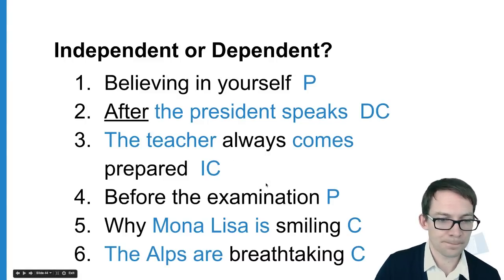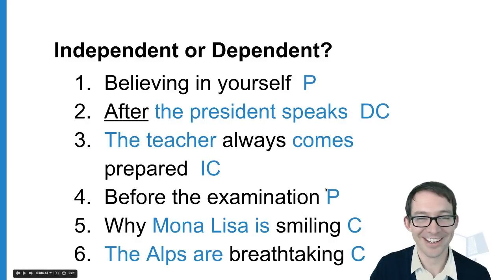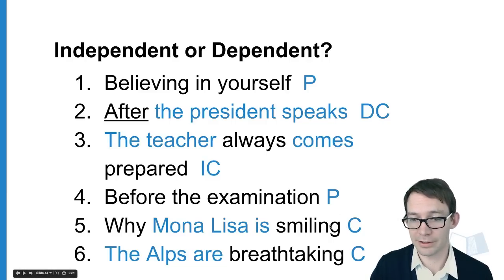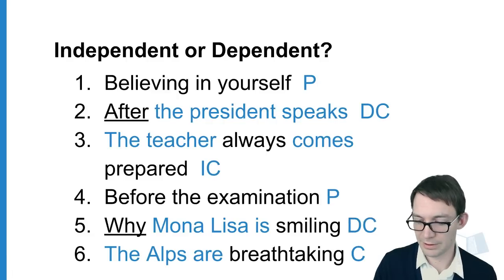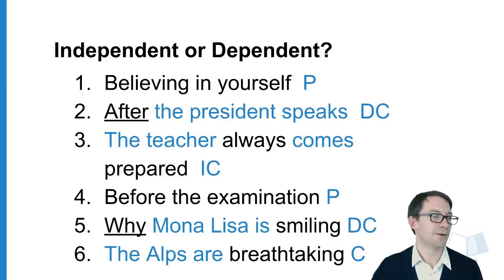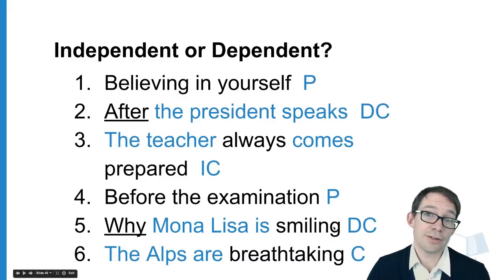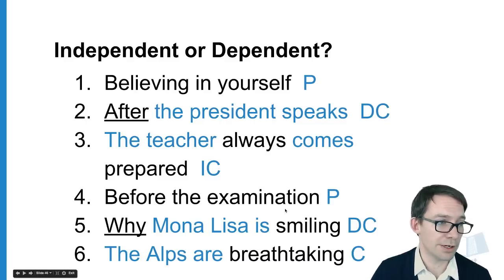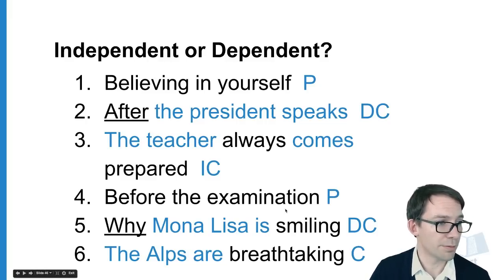All right. Two more. We said number 5, why Mona Lisa is smiling. I think I even kind of gave the answer away earlier because I called it a noun clause. And in that case, noun clauses are really never going to be an independent clause, right? So I think most of you recognized number 5 as a dependent clause because of that question word there, why, right? Why Mona Lisa is smiling. It's not a question, but when you use words like why or when in clauses like that, then you're going to create dependence. Okay, and one more. Number 6 is the Alps are breathtaking.